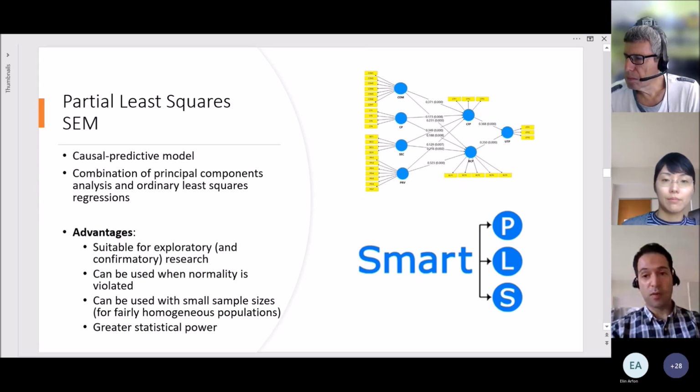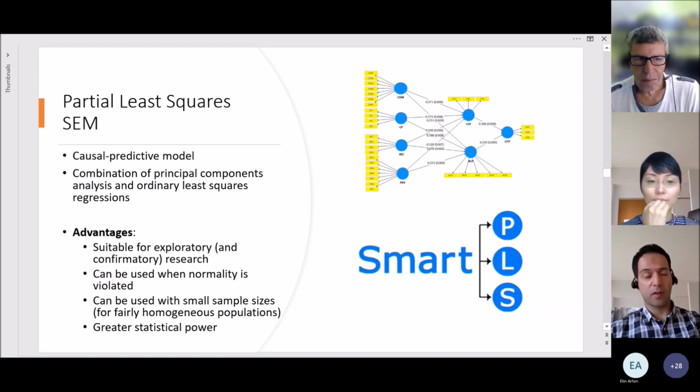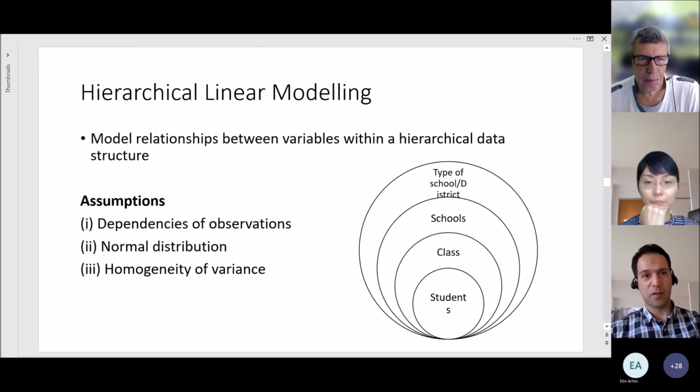So this is SmartPLS, which is a software package that has been specifically developed for partial least squares SEM. If you'd like to explore it, go ahead. I think you can download a trial version for 30 days.